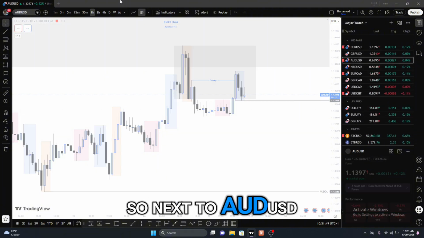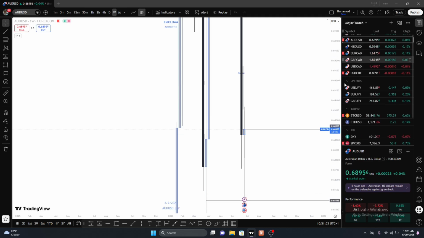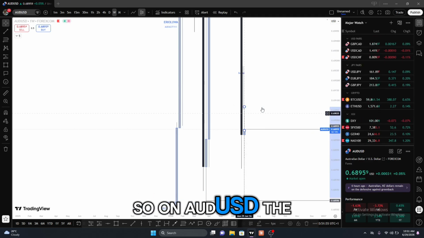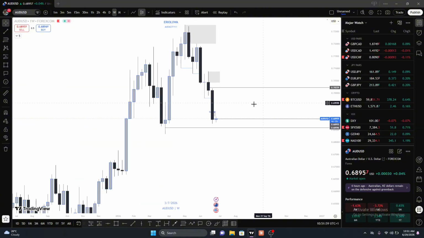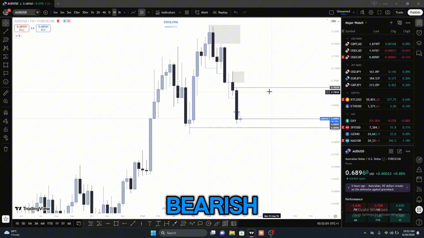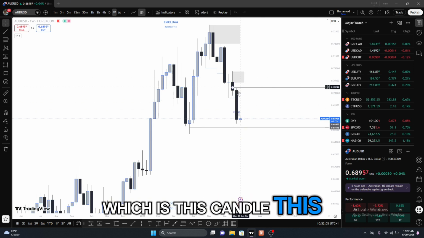So going to AUDUSD, we also start from the weekly time frame, right? On AUDUSD, the weekly time frame is also bearish, which is this candle. This was our last week candle.